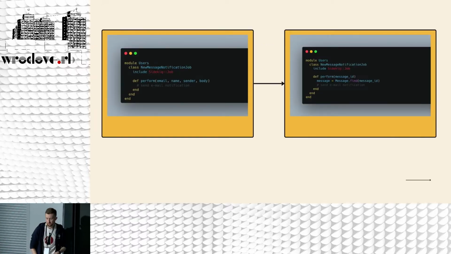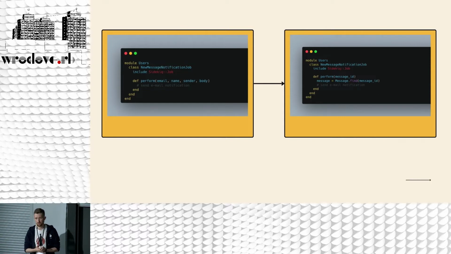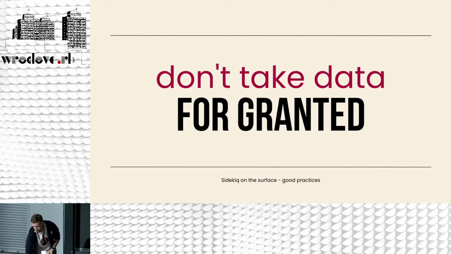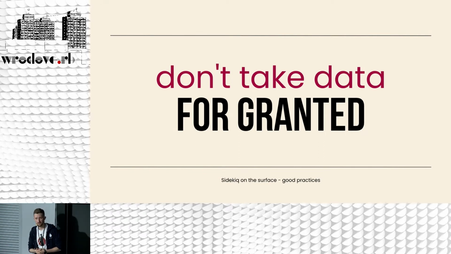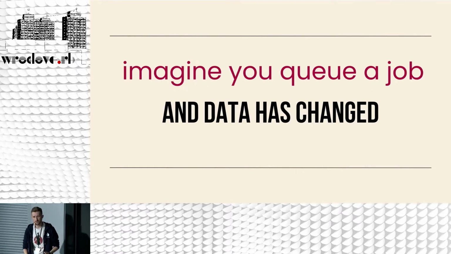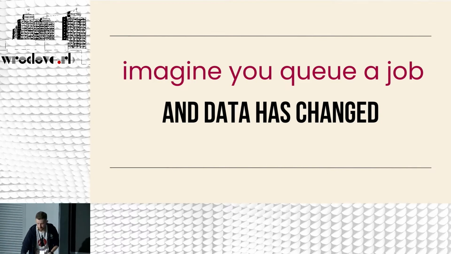And I prepared a simple example here. As you can see, the first one contains 4 arguments. We are passing only values, and we can easily refactor it by passing just the reference. So inside the job, we can pull the actual data, and we are sure that we won't end up with data that is not up to date anymore. The reason for that is not only that we are using fewer parameters, but also that we should never take the data for granted. Imagine that you queue a job with some values, and those values change in the meantime, and you finish executing the job with data that is no longer valid.